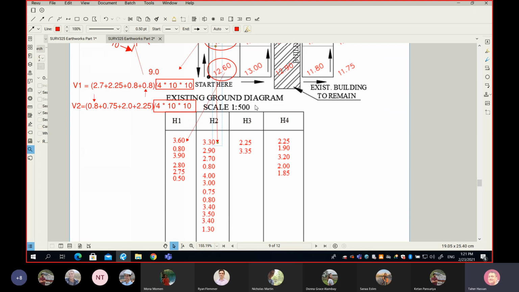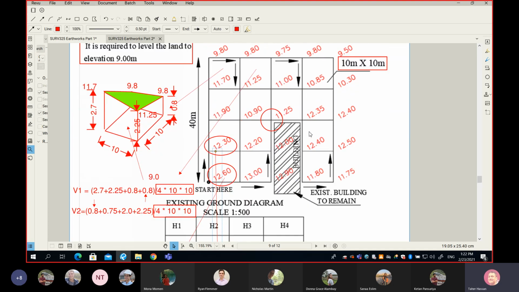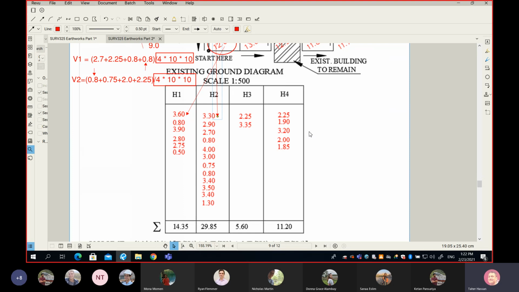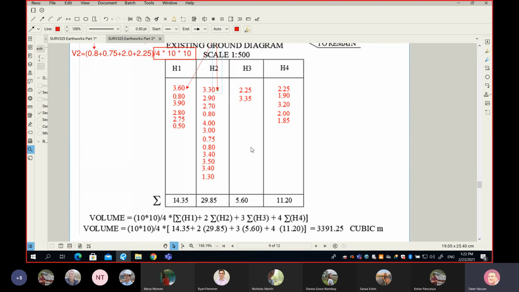And one thing, please check how many numbers you have. Please make sure you count the numbers on the plan view. We have 25. You count the numbers on the table, you will see 25. It means I have never missed any number. It means I'm okay. So what's next?